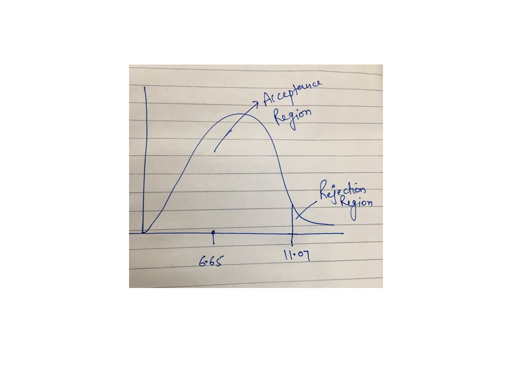This is a rough graph which helps you to understand where 6.65 is lying. This graph is skewed to the right. It doesn't have any negative value. 6.65 is lying at the point shown in the graph, and 11.07 is the critical value for chi-square at 5% significance level and 5 degrees of freedom. So the rejection region is lying on the right. Since 6.65 is lying in the acceptance region, we accept the null hypothesis.